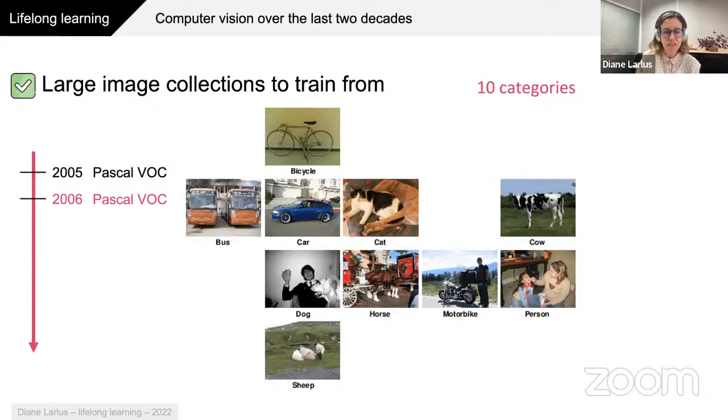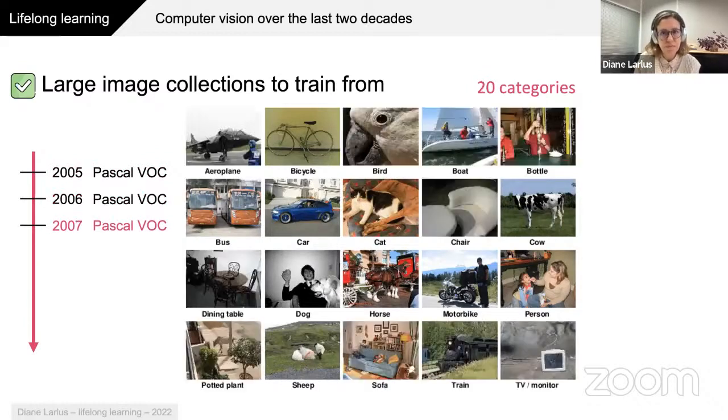And in 2006, they extended their data set to 10 categories. In 2007, it doubled again, reaching 20 categories. So the challenge continued being organized every year for a few years. And this was really key in computer vision because this allowed people to compare their methods for image classification on common benchmarks. And then they could compare different flavors of computer vision approaches on the same images for the same task. So really this boosted progress.